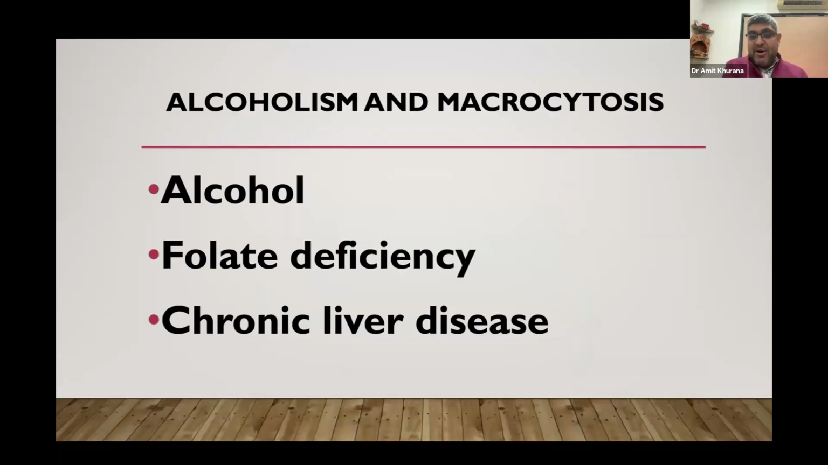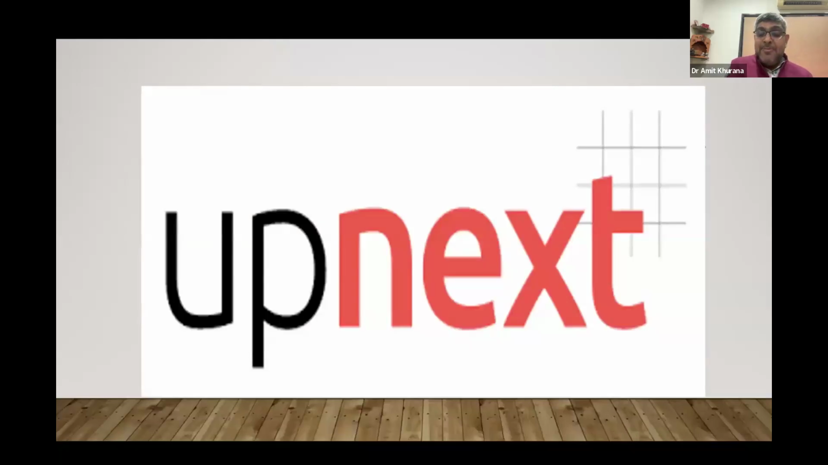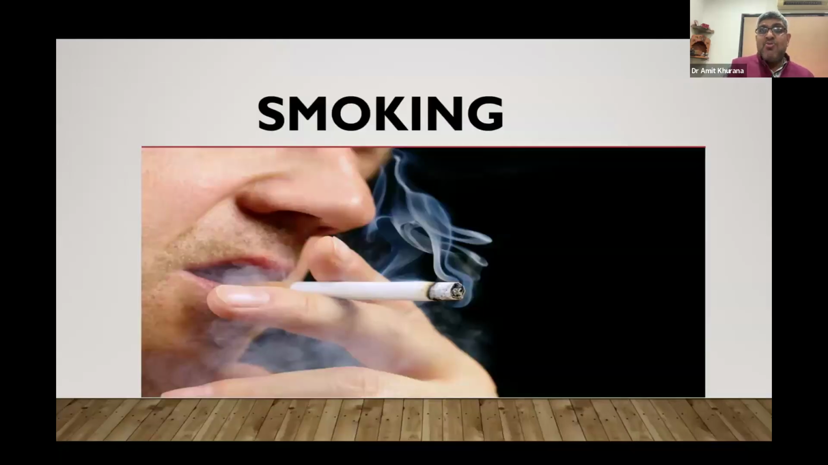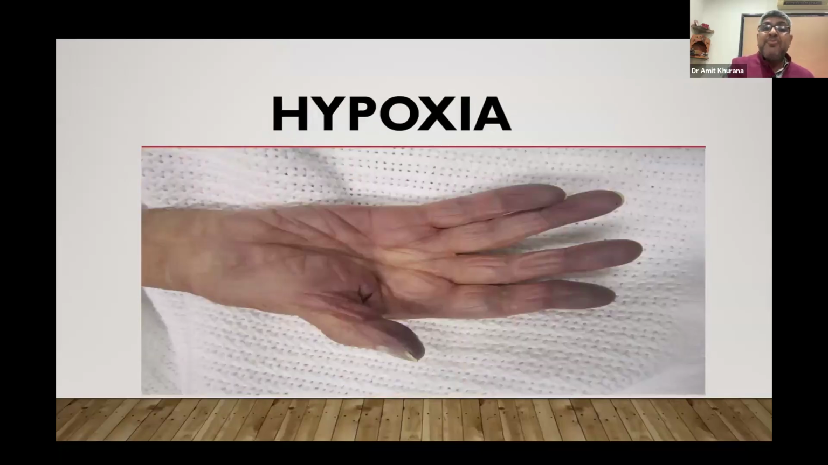And why do you get macrocytosis in alcoholism? It's very simple, because alcohol itself can lead to macrocytosis. The patient can have folate deficiency in alcoholic liver disease, or the patient has a chronic liver disease which can lead to macrocytosis. Up next, what is the second most common cause of non-megaloblastic macrocytic anemia? It is smoking. So alcohol and smoking have to be ruled out when you are dealing with non-megaloblastic macrocytic anemia.